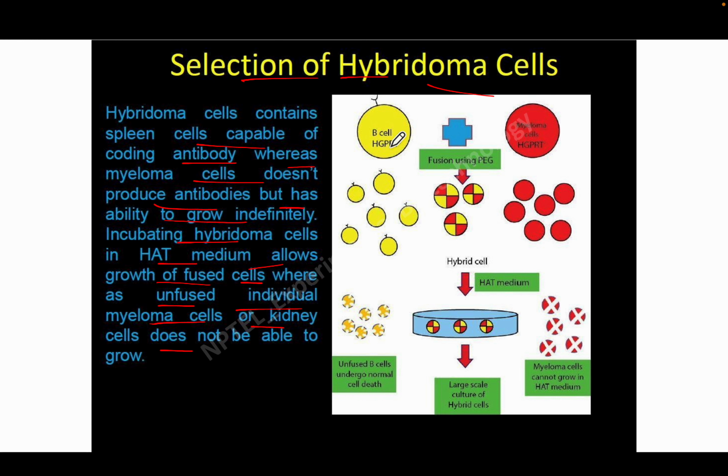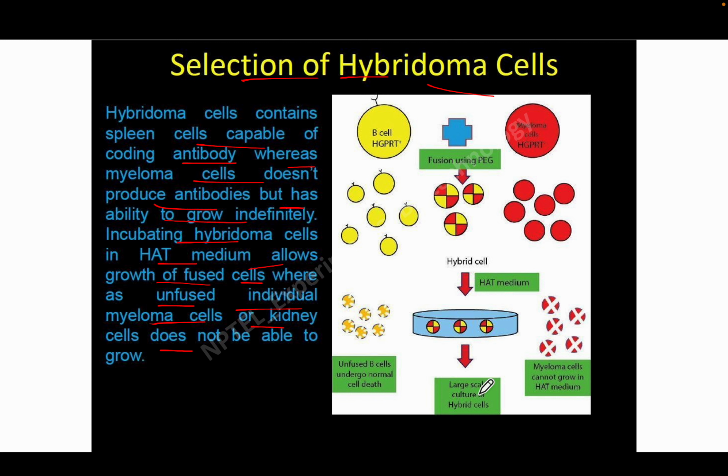So these are B cells which have HGPRT, which is HGPRT positive. If you are fusing them with myeloma cells, then fusion will happen and some will be unfused, normal B cells and then normal myeloma cells. Then you are incubating in HAT medium, and those which are fused will be selected.